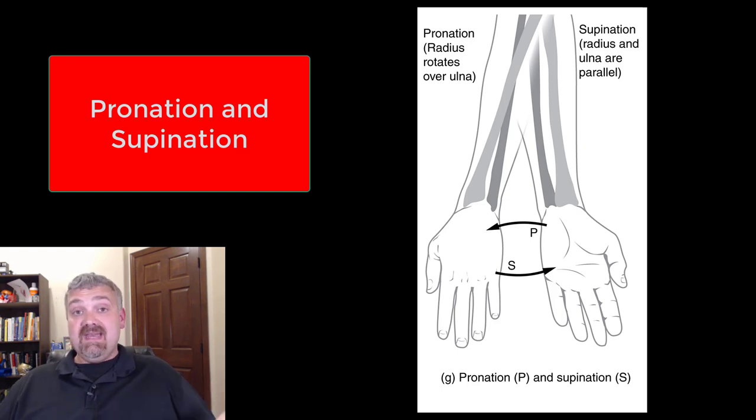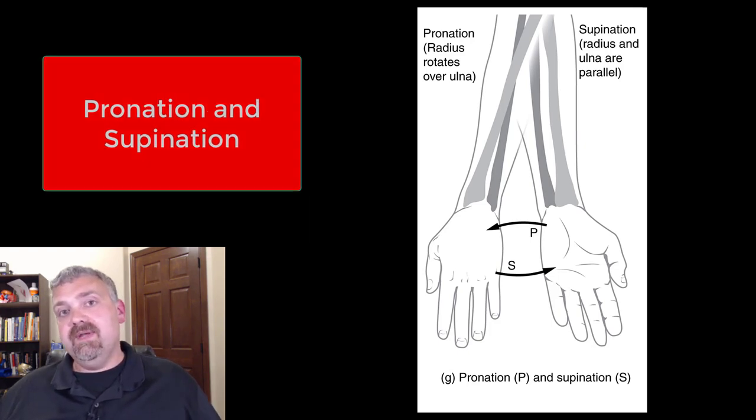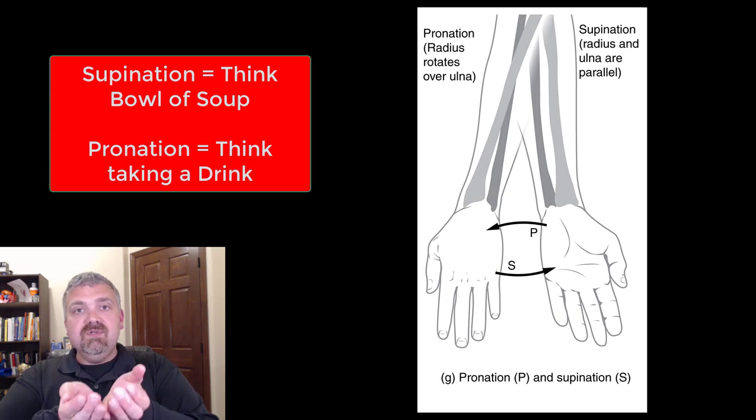Number one, when you're in the anatomical position with your palms facing forward, you would be in the supinated position. Here's how I remember them. If you're going to make a bowl of soup with your hands, they are supinated. So supinated, bowl of soup with the hands.